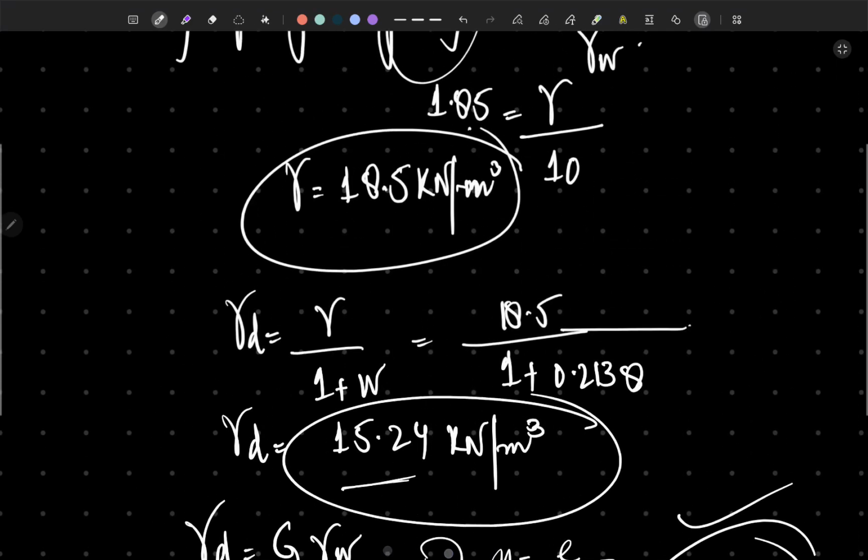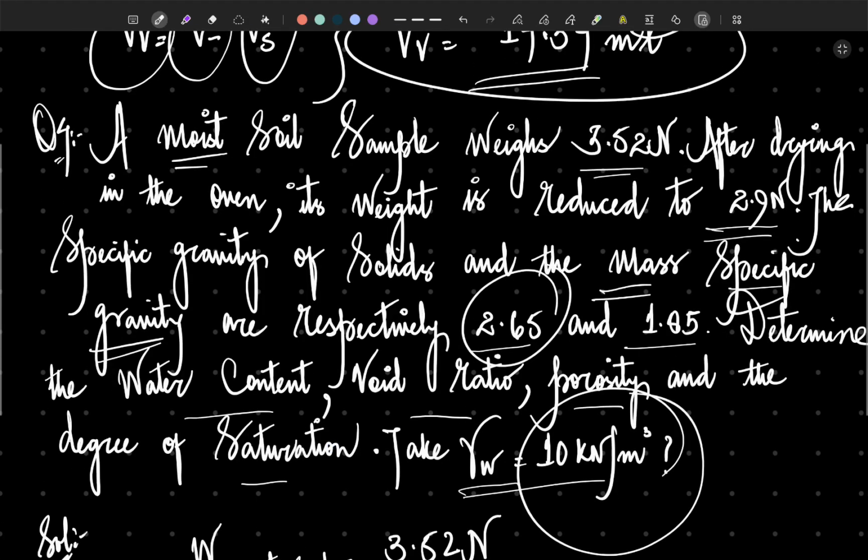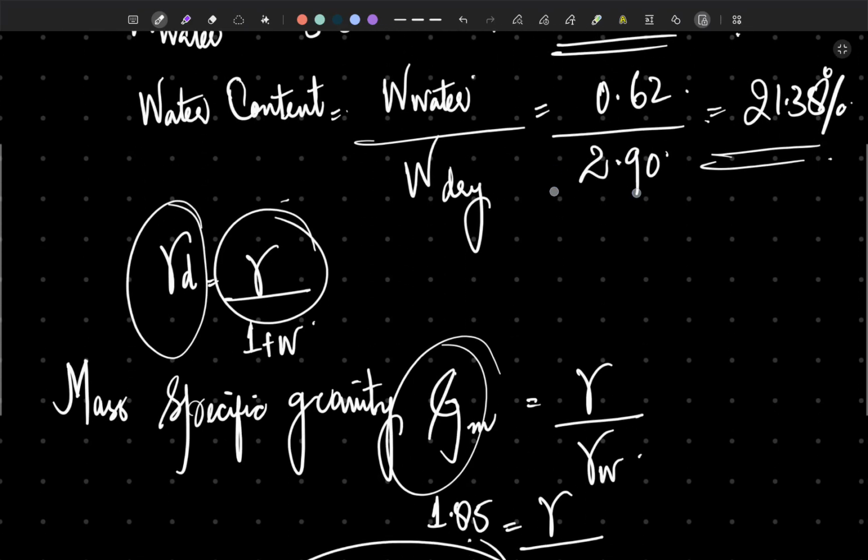All right, so that's how we have calculated all the things, whatever the question demanded. We have determined the water content, the void ratio, the porosity, and the degree of saturation. All right. So this was about this question. Moving on to the next one.